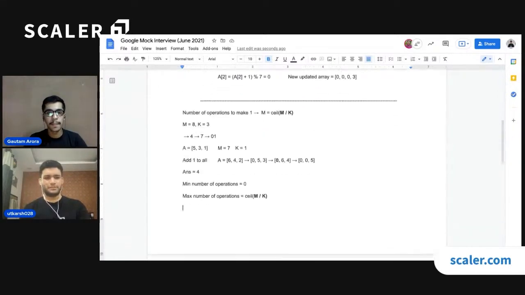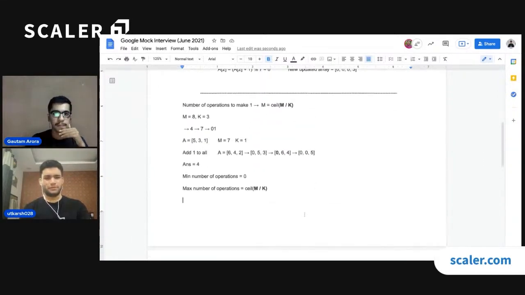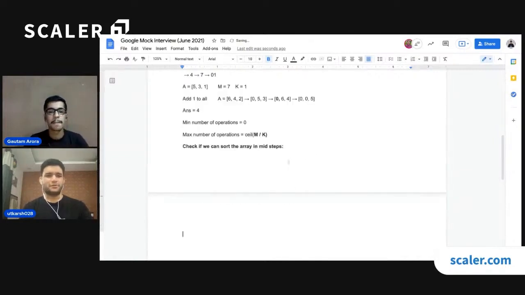So let's write the new question now. The question is updated to check if we can sort the array in, let's say, mid operations, or what do you want to call it? Mids will be fine. Yeah, this is our new strategy.